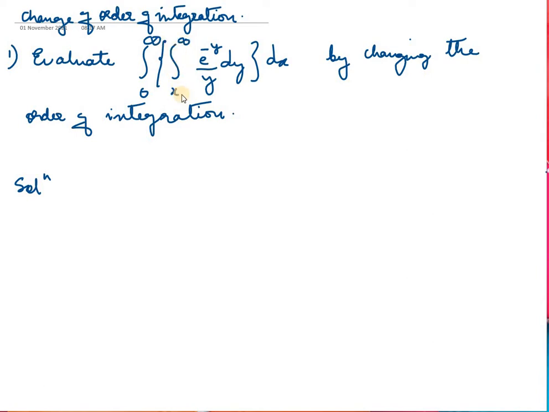But now to evaluate this by changing the order of integration, I need to get new limits of integration. That is, for y, it will be in terms of constants, and for x, it will be in terms of y. So the first step is to draw the graph of these limits of integration, for x equal to 0 to infinity, and for y equal to x to infinity. And from the graph, we can find the new limits of integration. So first of all, let us write this.